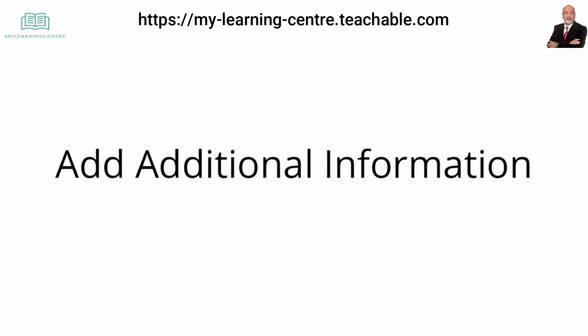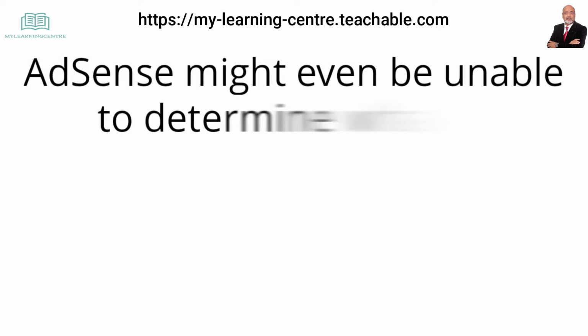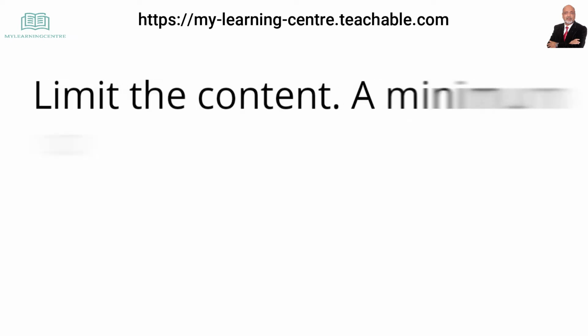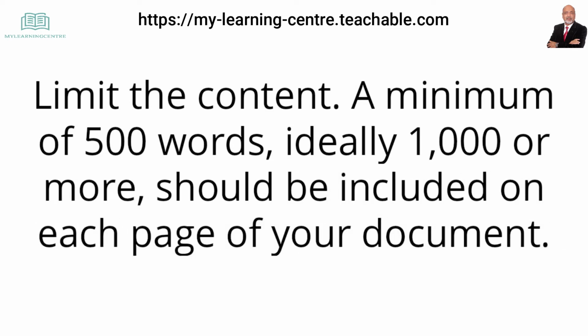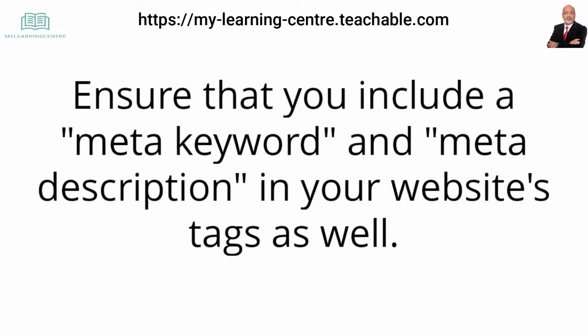Add additional information. As a result, Google will be better able to understand the purpose of your website. AdSense might even be unable to determine what the purpose of your site is without at least a basic quantity of material. Limit the content. A minimum of 500 words, ideally a 1000 or more, should be included on each page of your document. Ensure that you include a meta keywords and meta description in your website's tags as well.